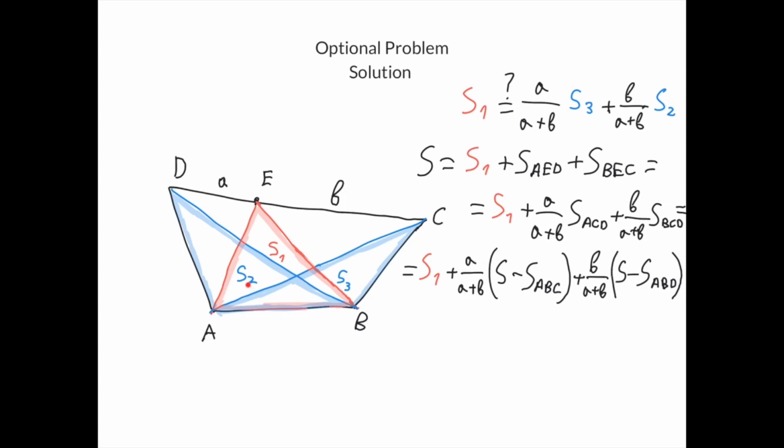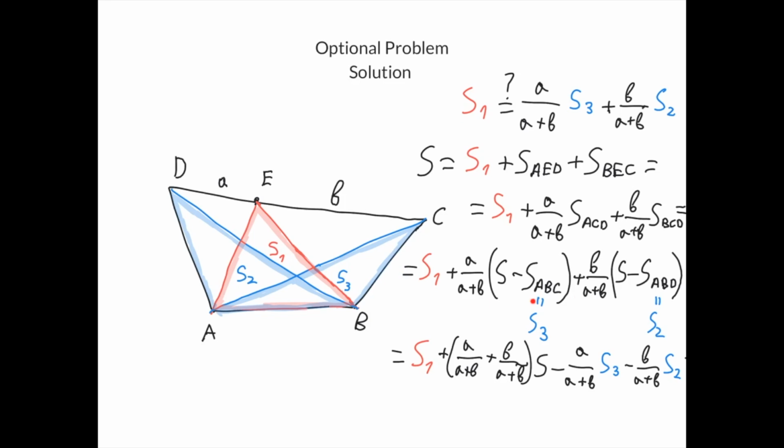Notice that the area of ACD equals S, the area of the whole quadrilateral, minus the area of ABC. So we can write area of ACD as S minus S ABC. And then the area of BCD, notice that it equals the whole area S minus the area of triangle ABD. So we can write S of BCD as S minus S of ABD. But the area of ABC, this is exactly S3, and the area of ABD, this is exactly S2. And so we can rewrite this equation as follows.